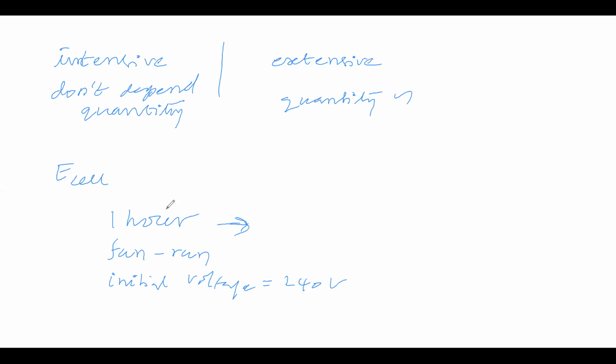Suppose we take the current as x ampere. Now the quantity of electricity is x ampere into 1 hour, that means 3600 seconds, therefore we get coulomb. The quantity of electricity is 3600 into x coulomb. Current is x ampere, time is 1 hour. For 1 hour we utilized the current, so the quantity of electricity utilized is 3600 x coulomb.